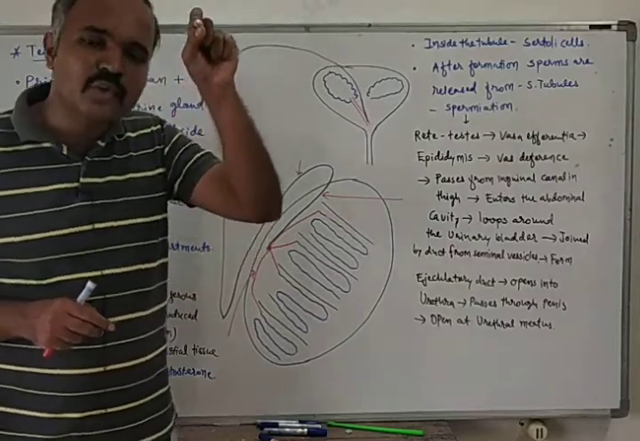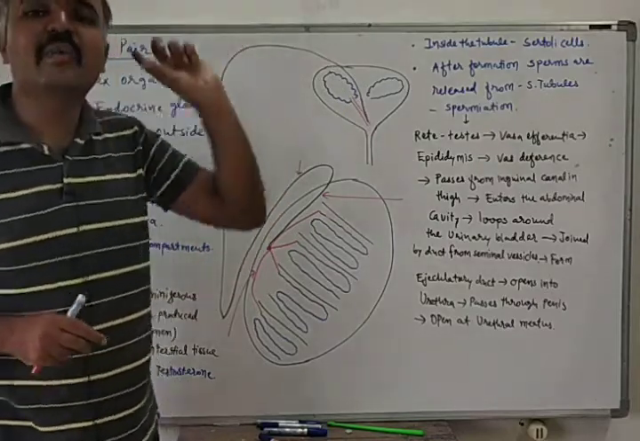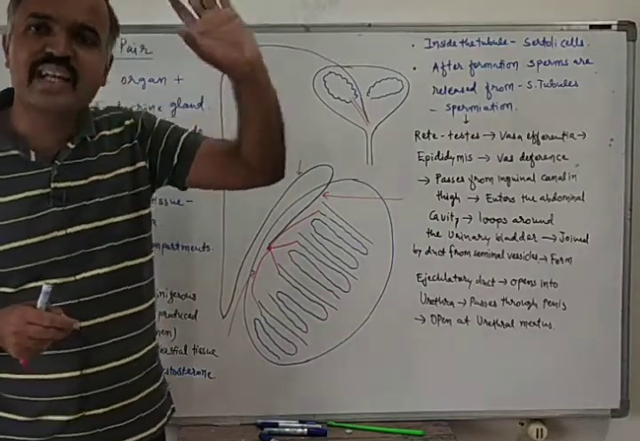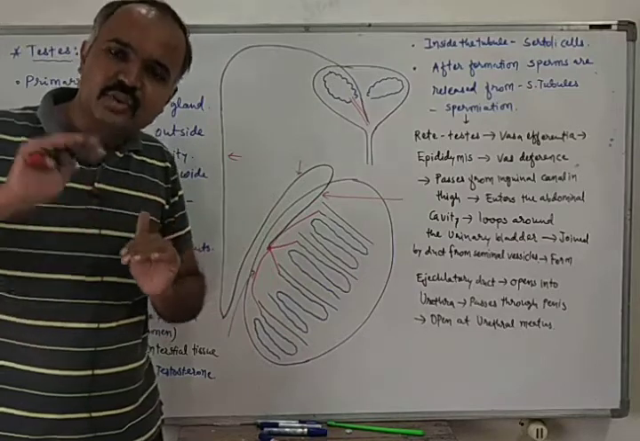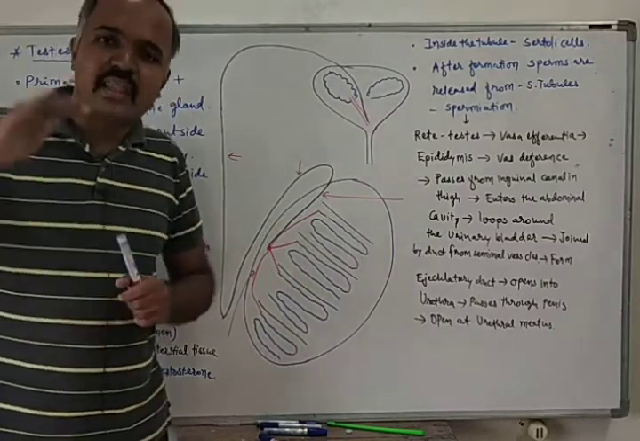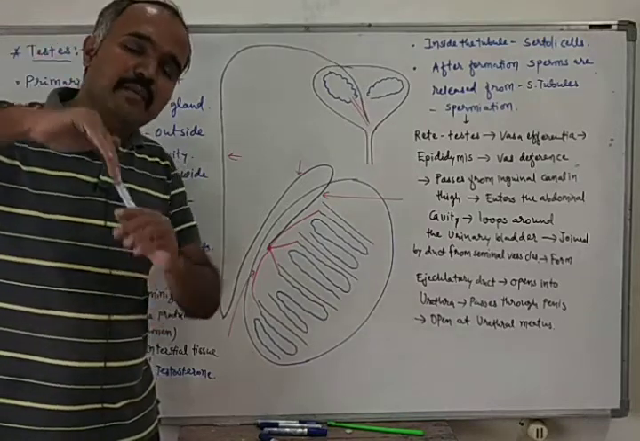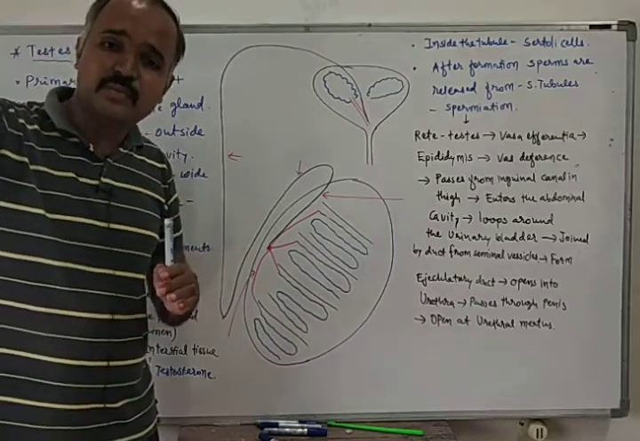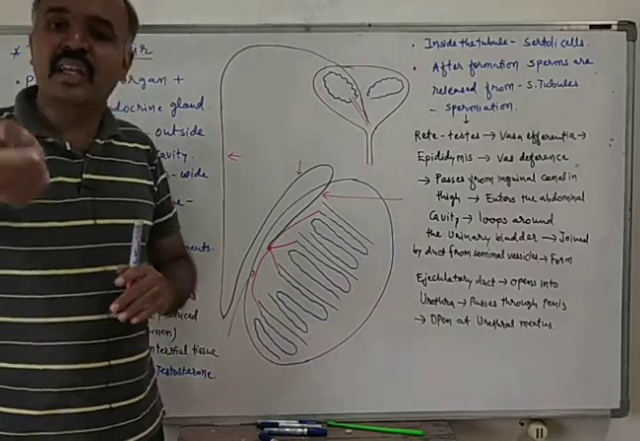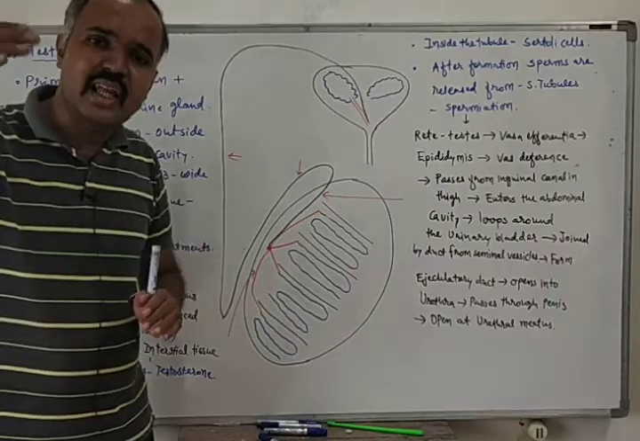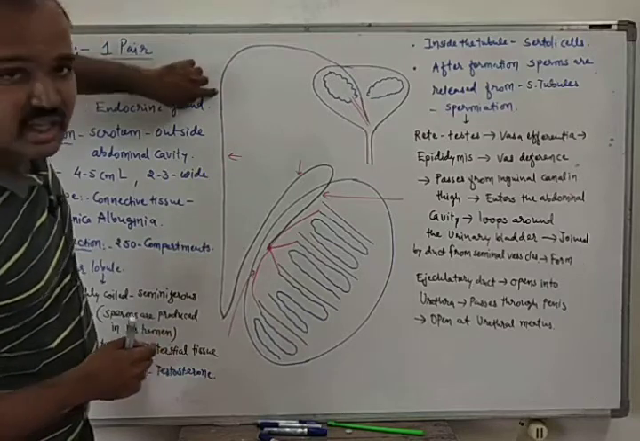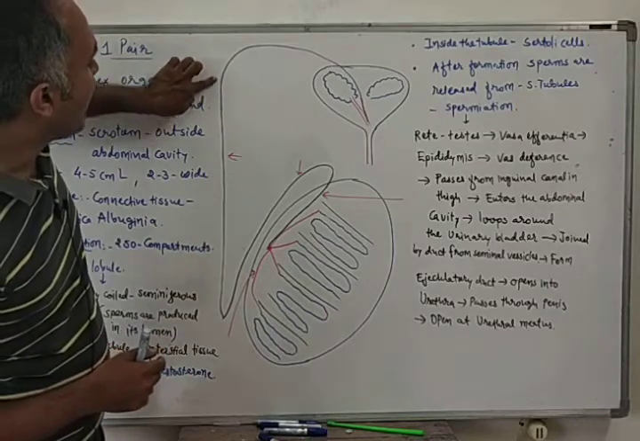And that vas deferens also passes through the inguinal canal of the thigh. When it passes through the inguinal canal, it is known as the inguinal duct. And then after being passed from the inguinal canal, it enters into the abdominal cavity.